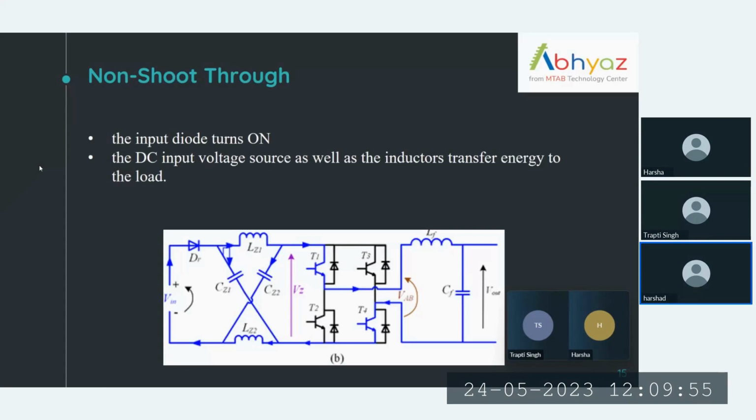In non-shoot-through state, the circuit operates similar to that of a conventional voltage source inverter. Here, the input diode gets turned on, which connects the supply with the load. The DC input voltage as well as the inductors transfer energy to the load.